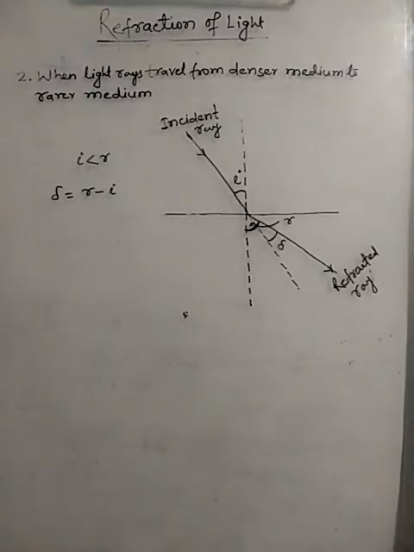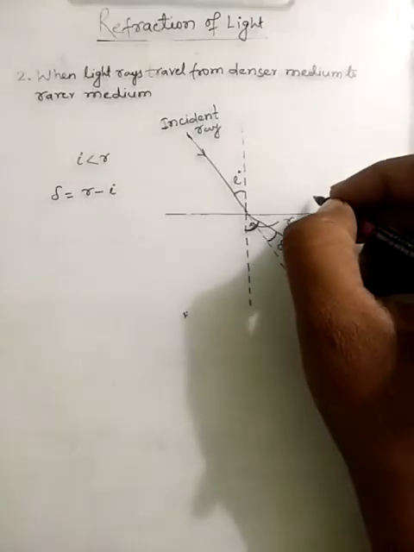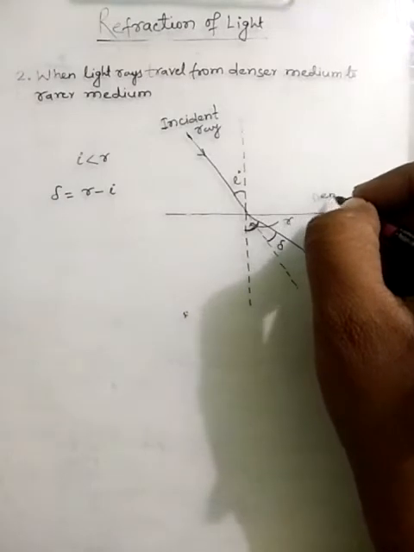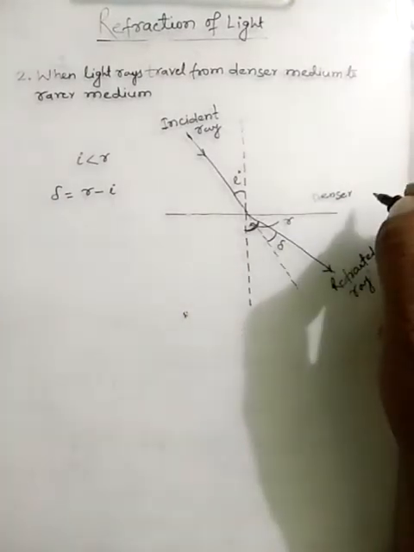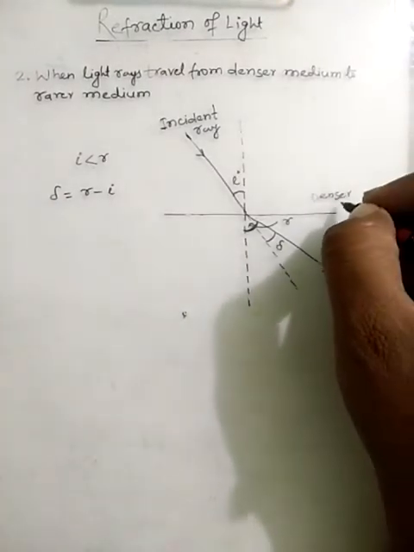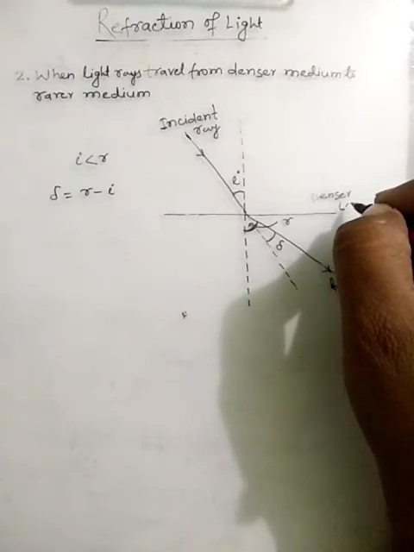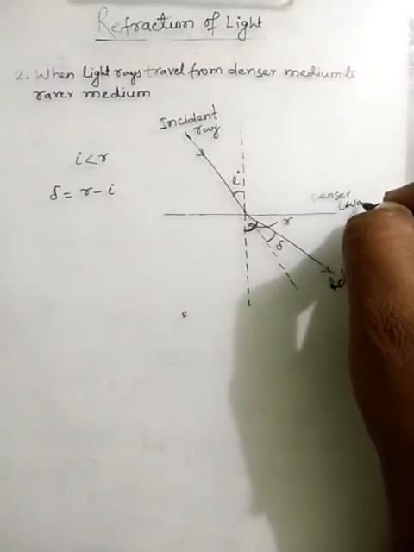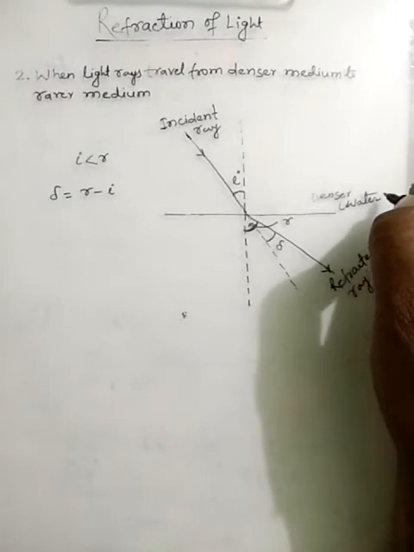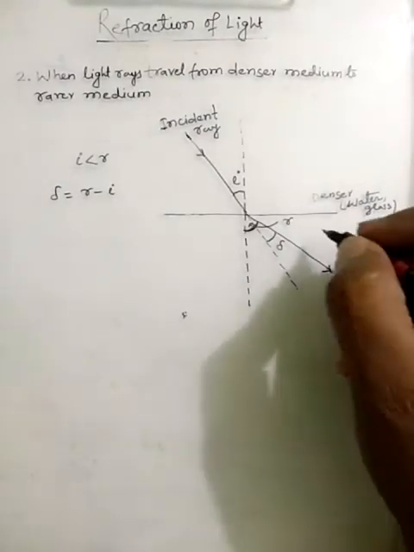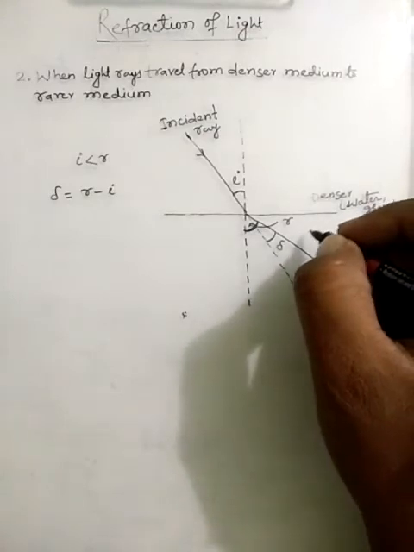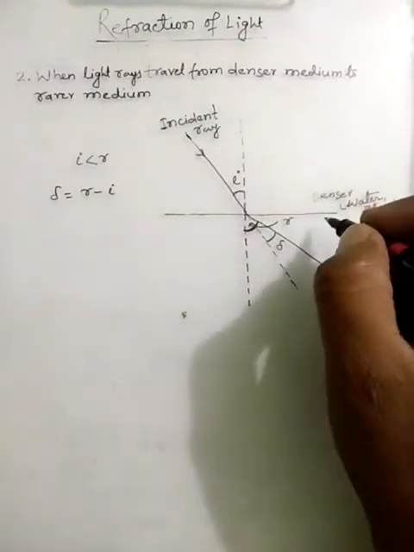The second case is when light rays travel from denser medium to rarer medium. This is the denser medium. We can assume that it may be water or glass, and the one below is the rarer medium.